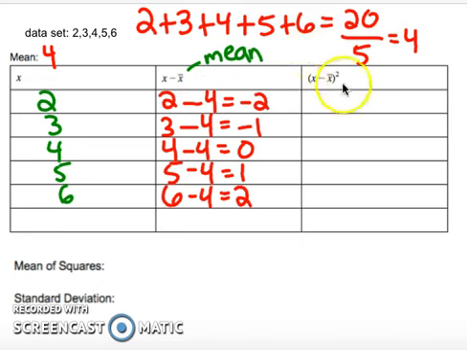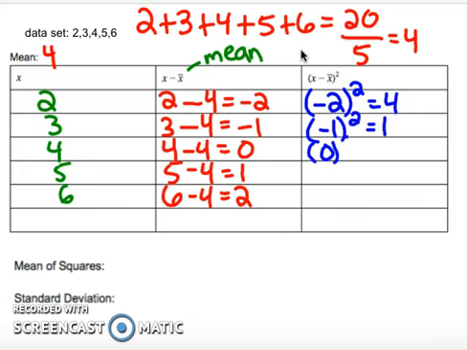Then this third column is saying that we're going to take each number that we got in the second column and square it, or take it times itself. So for the first row, I'm going to do negative 2 squared, which is 4. Negative 1 squared is 1. 0 squared is 0. 1 squared is 1. And 2 squared is 4.